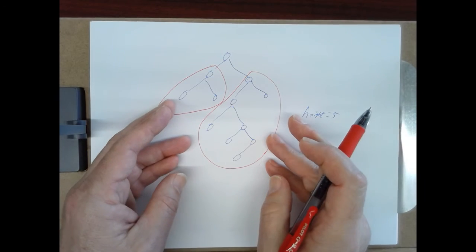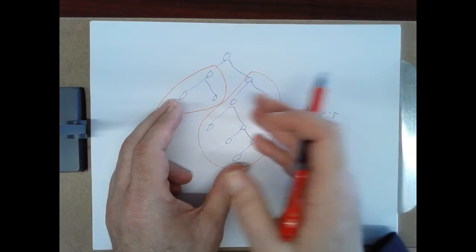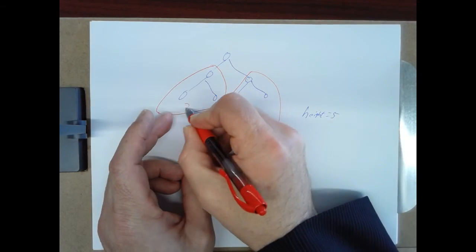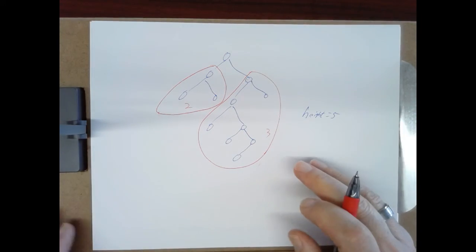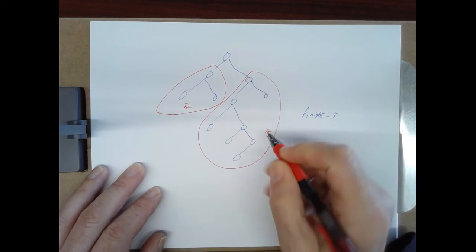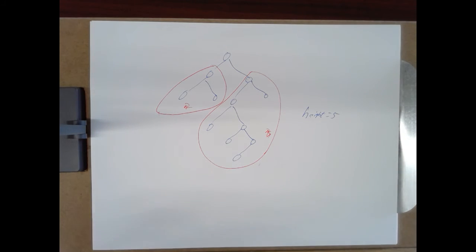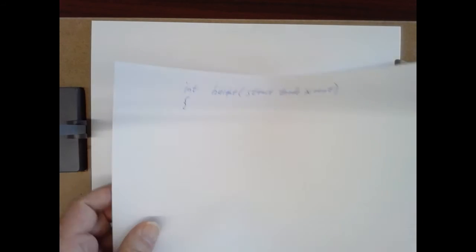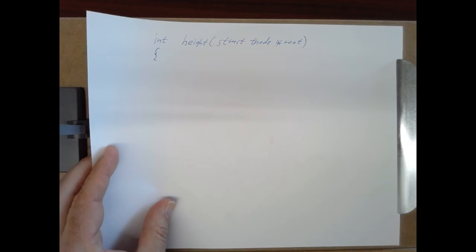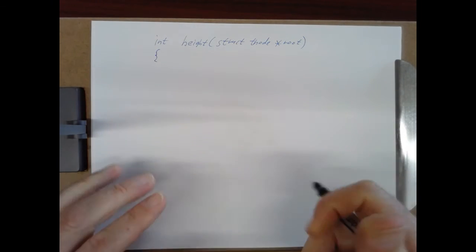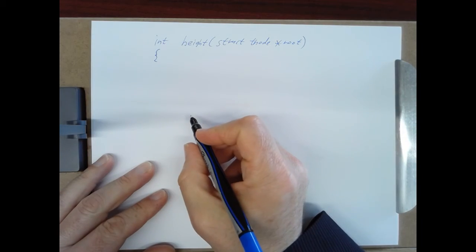And if neither of these had a height of 4, there's no way that the entire tree could have a height of 5. If this had a height of 3 and this had a height of 2, the height of the whole tree would only be 4. So we know that if we look at the height of the left and right subtree, at least one of those is exactly 1 less than the height of the entire tree. So that gives us an idea for finding the height of the tree at root.